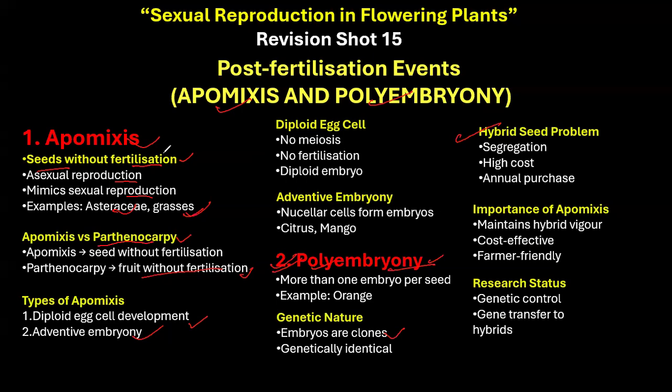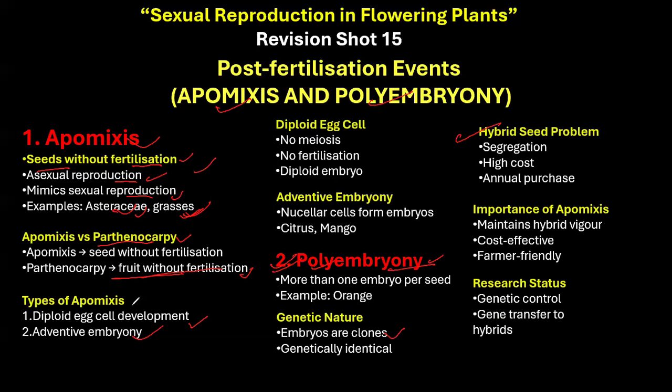So apomixis is actually seed formation without fertilization. It is an asexual reproduction, but it actually mimics sexual reproduction because seed is produced here. Examples are Asteraceae and grasses, which are given in your textbook. Then there is one more term, that is parthenocarpy. Parthenocarpy is fruit formation without fertilization. So the difference between the two is very important. When we talk about apomixis, it is seed formation without fertilization, but parthenocarpy is fruit formation without fertilization.